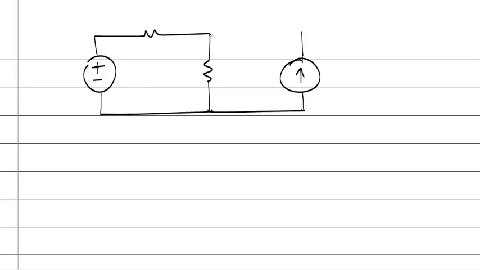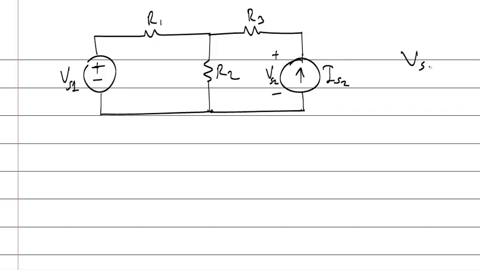Or let me change this. Okay, I want to find the voltage of source 2. This is I source 2, that's a current source. V source 1 is a voltage source, R1, R2, R3. Okay, I want to find the voltage of source 2.